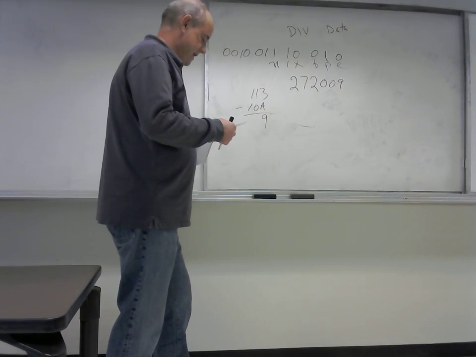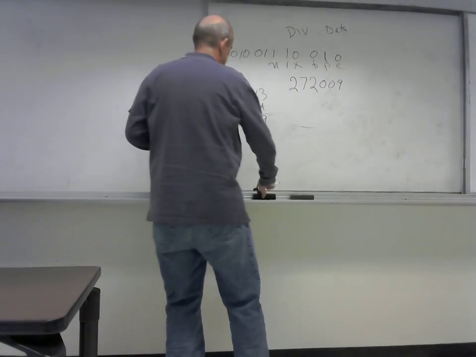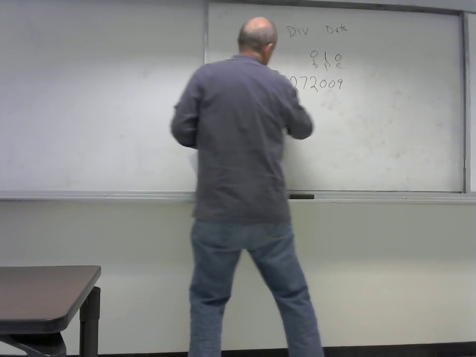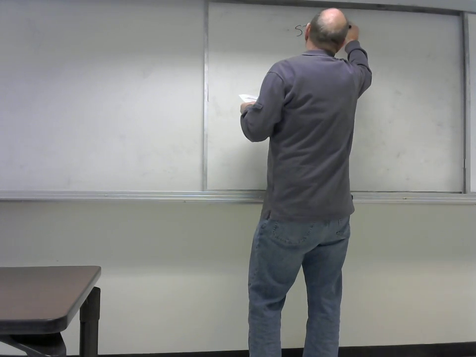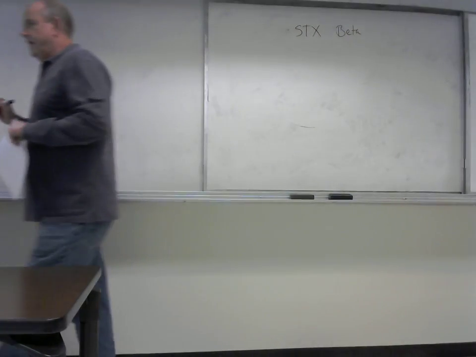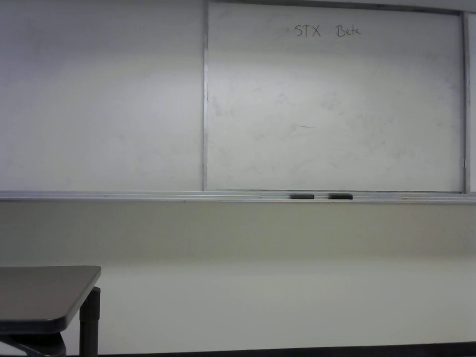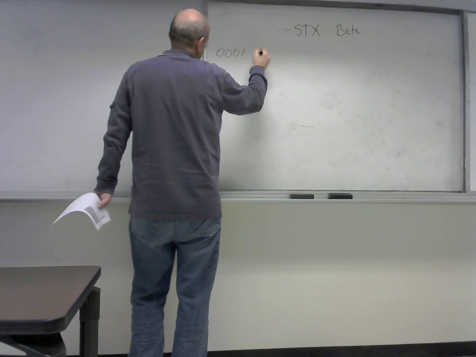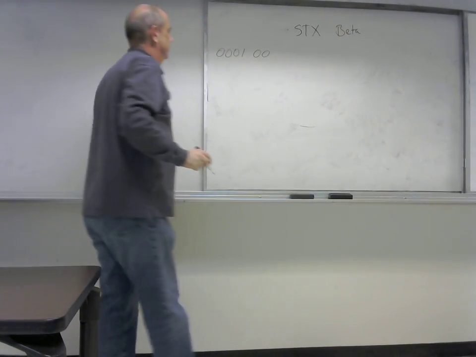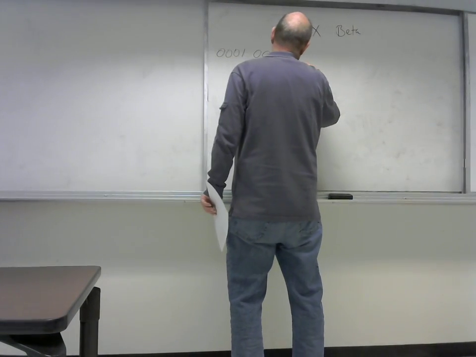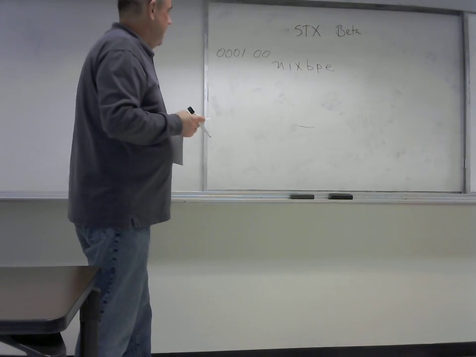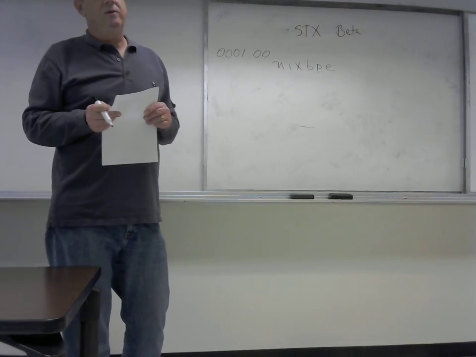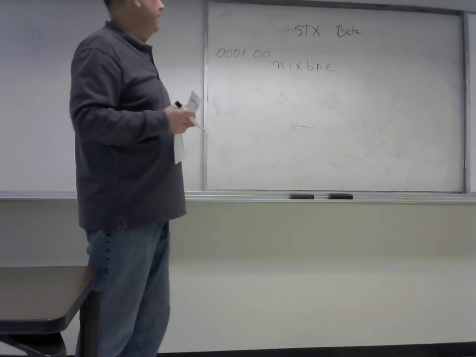Now we have STX beta. STX is 10. And then we have N, I, X, B, P, E. Okay, this is STX beta. So what are N and I set to? 1, 1. Okay.